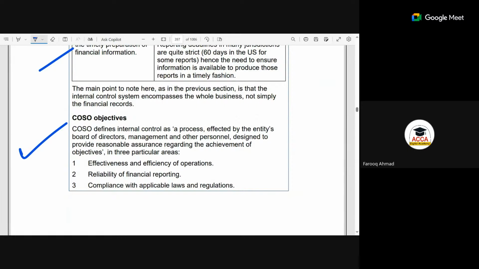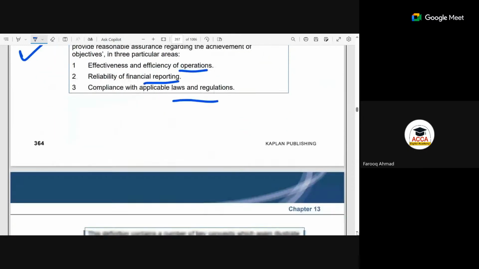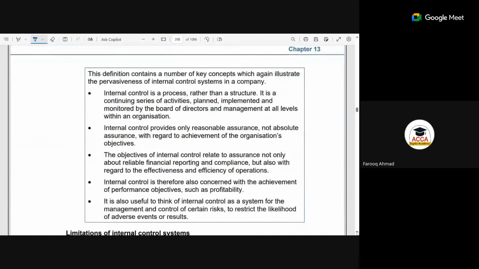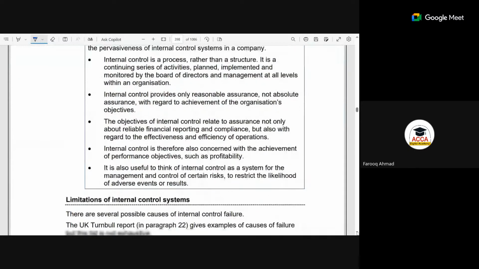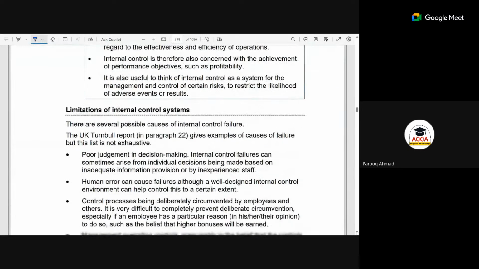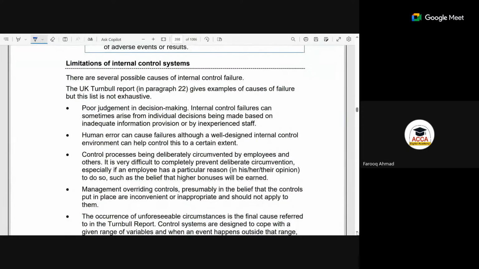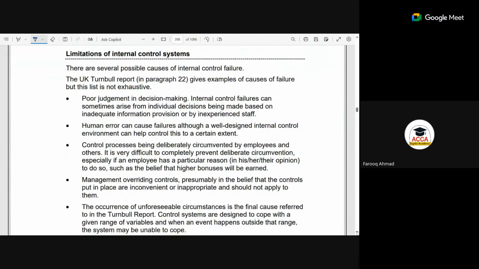Also objectives, effectiveness and efficiency, already done, financial reporting and laws and regulations. They add it in further details. Limitation of internal control system. What are the internal control system limitations? Students, just go through. This point is also required for you to understand.